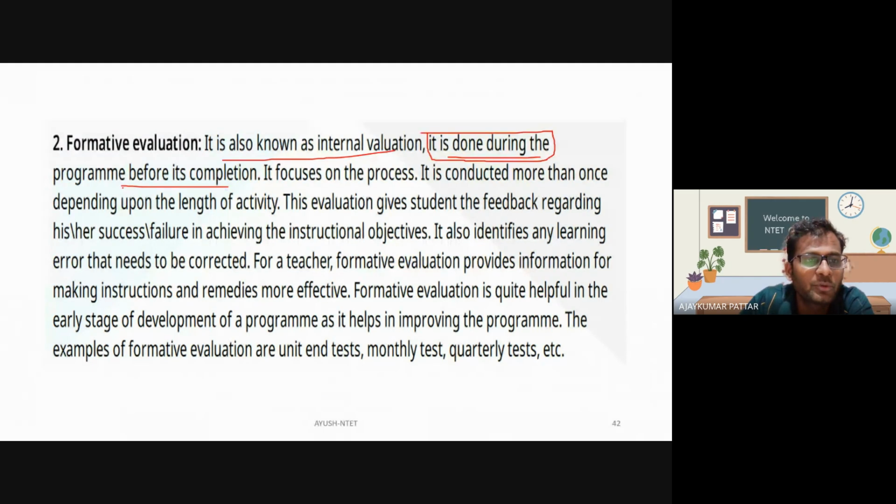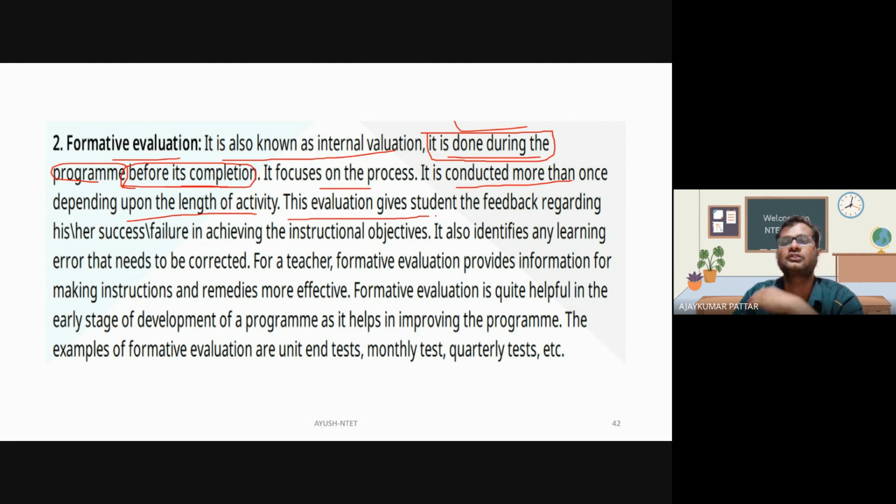It is done during the program, but before its completion. During its program we will do the evaluation. That one we call a formative evaluation. It focuses on the process. It is conducted more than once depending upon the length of the activity.